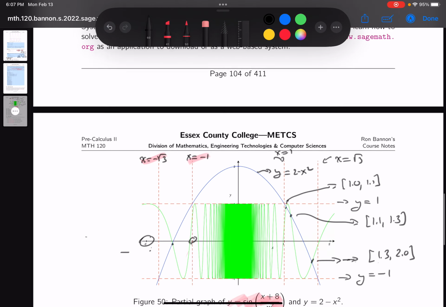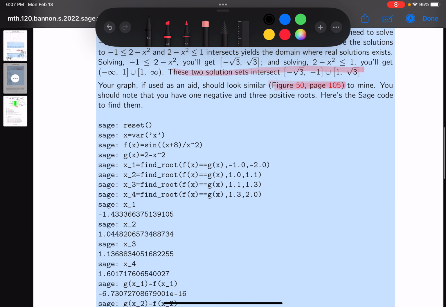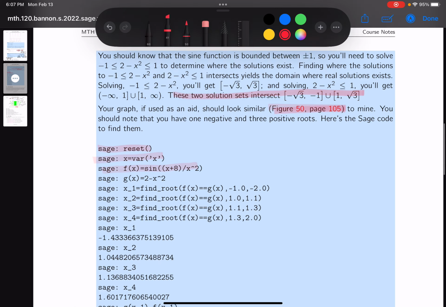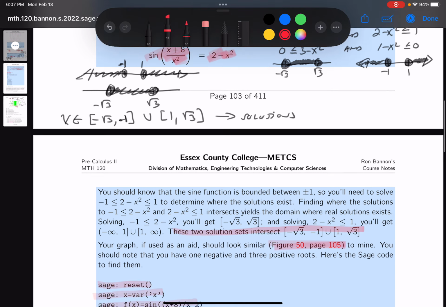So let me go to this software and talk you through this over here. I'm using Sage. And the first thing I do with Sage is I reset it. That clears out any kind of problems I might have left over from another session. I define a variable, and then I define the left-hand side to be f of x, and that's sine of x plus 8 over x squared. Let me point out what I mean by that. It's this thing over here. And then I made f of x this thing, g of x that thing over there.